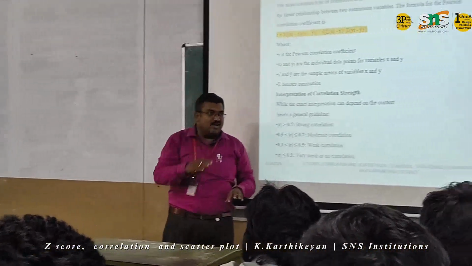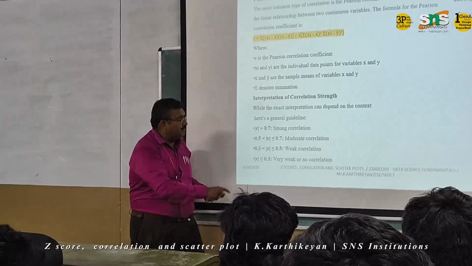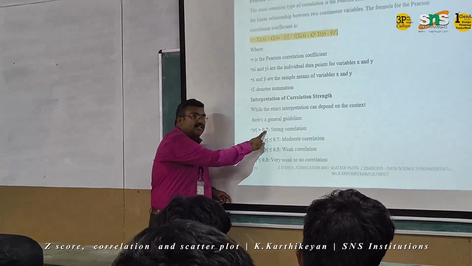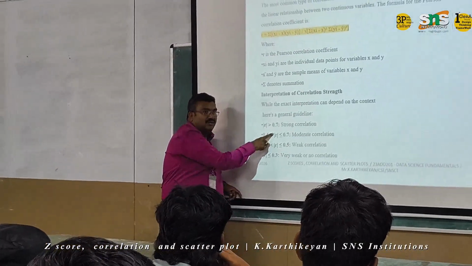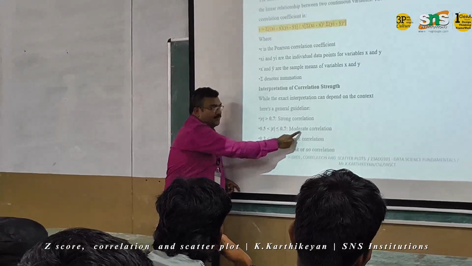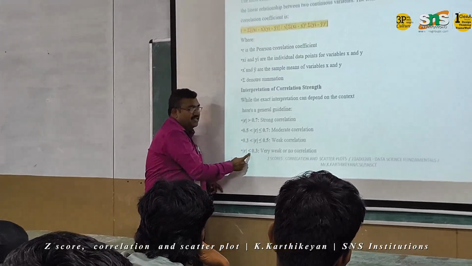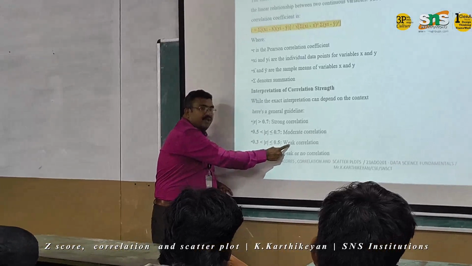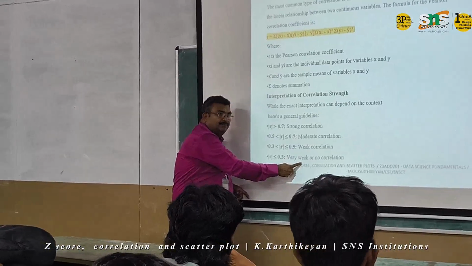On one side, this is the value, and you check your condition based on the modulus of R. Greater than 0.7, there is strong correlation. If it is between the particular points, it is moderate correlation. After that, less than 0.5, there is a weak correlation. Less than that is very weak.